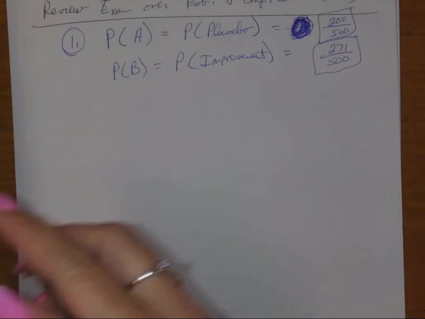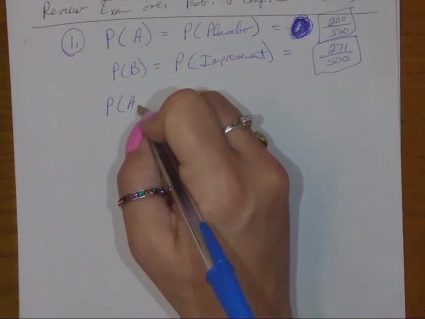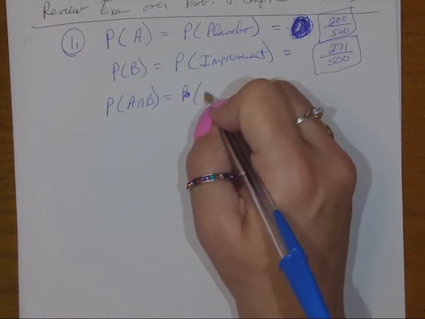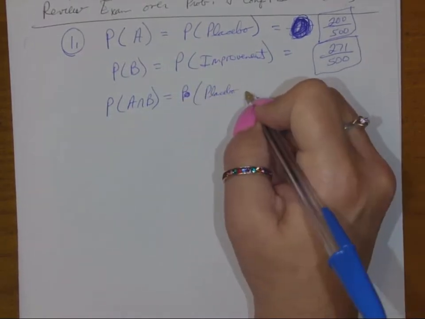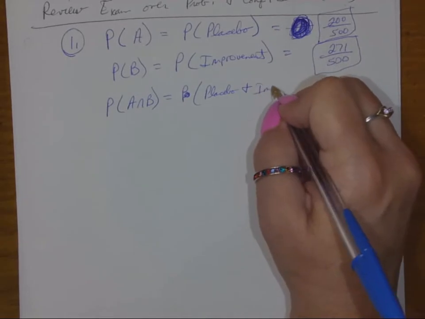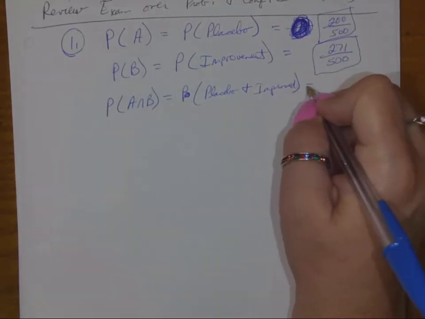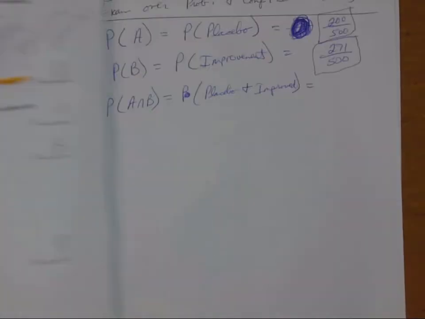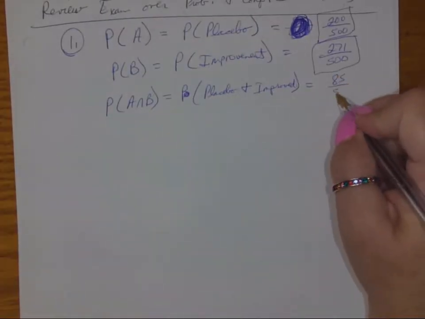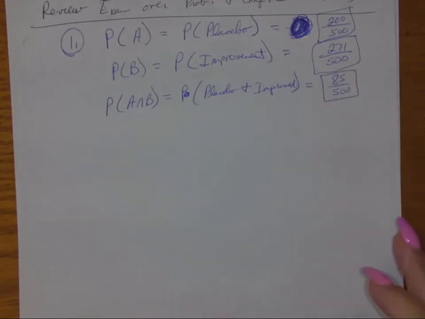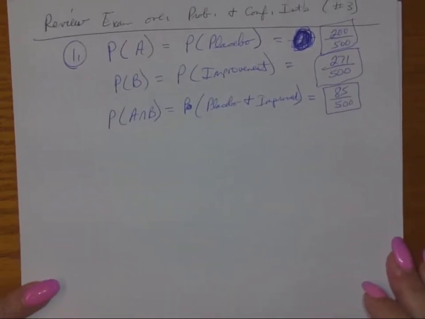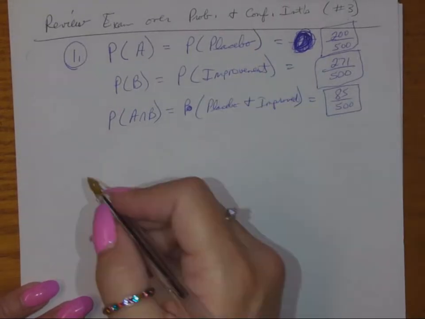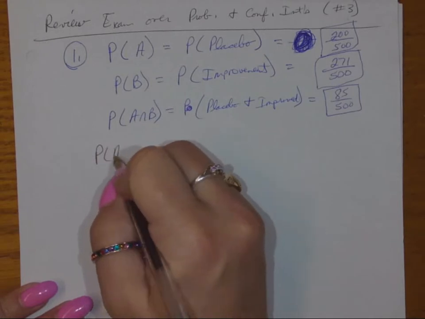Okay? So the probability of A intersect B is the probability that they took the placebo and they improved. Okay, so remember that's your intersection. So this is the 85. 85 out of 500 people are in that intersection. Okay, so once you've identified your different subgroups, your different probabilities, then we can do this.